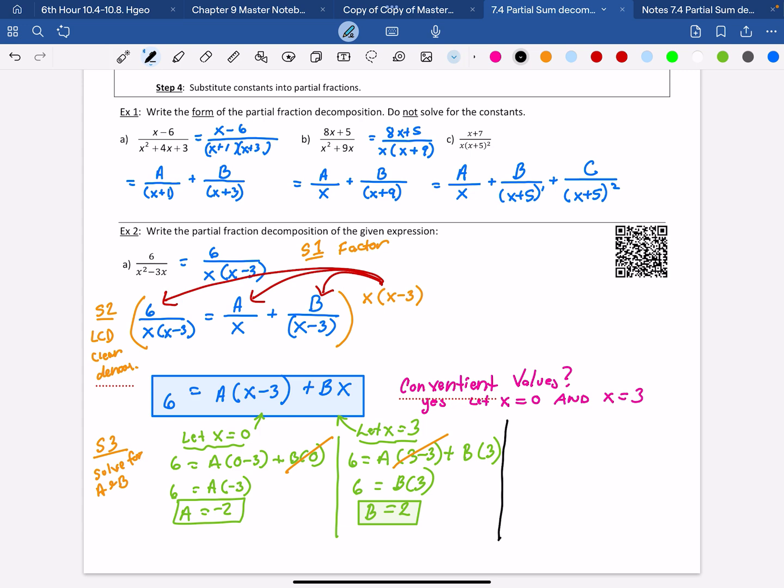But we're going to go on to step 4. You're not done. You just don't stop there. It's just like finding the slope and the y-intercept and stopping. All right, we're not done. The final step is now, what is the partial fraction decomposition?